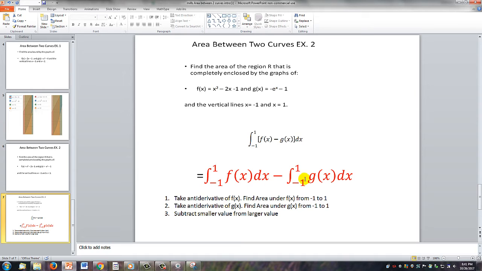In the first example, we subtracted the functions first and then took the integral. Well, you can also take the integral of one function, evaluate it from -1 to 1, and find the area under that, and then find the integral of g of x and evaluate it from -1 to 1 and find the area under that one. And then what you can do is just look at it, and you would subtract whatever's smaller from whatever is larger. So that's how you would handle it in Excel, and I'm going to go over there and show you that right now.